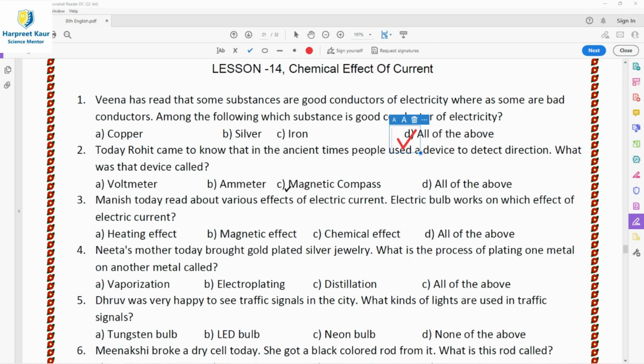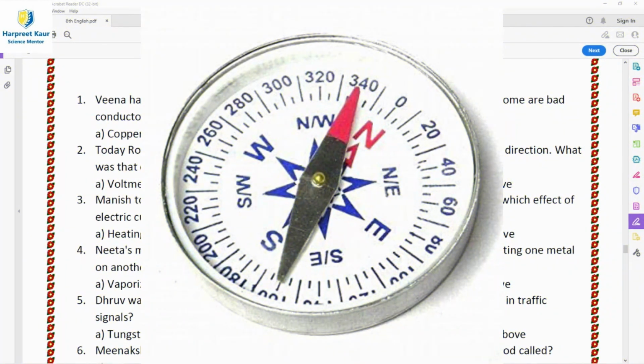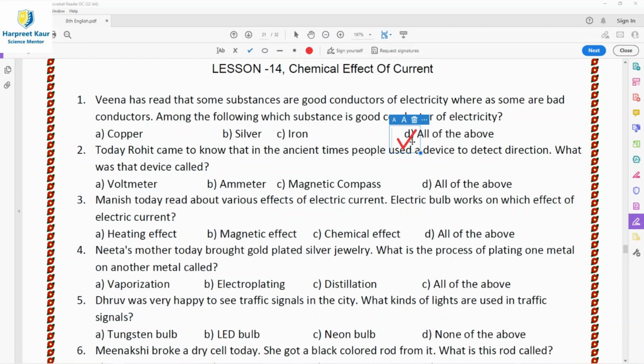A magnetic compass is used to detect the direction. It uses a magnetic needle that acts as a pointer, and it turns freely so that it always points to the north pole of the Earth's magnetic field. So, this is a device to detect direction. Sailors and mariners generally used this to find the direction as it points to the north pole of the Earth's magnetic field. So, option C, magnetic compass, is the right answer.